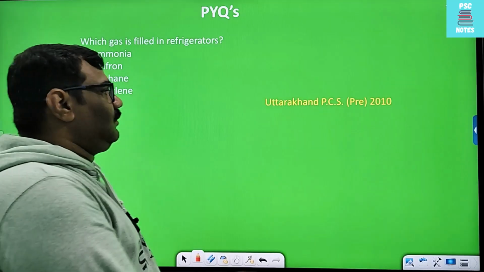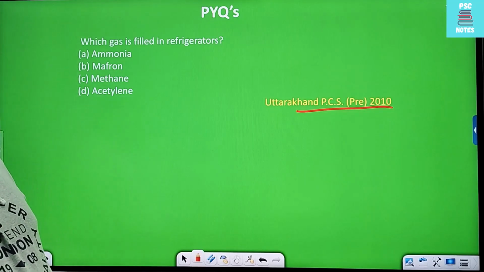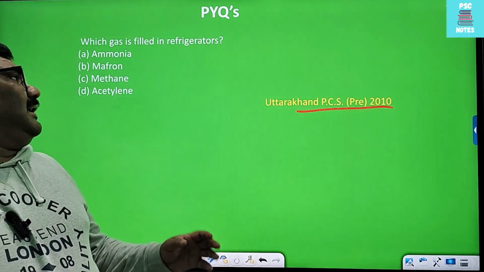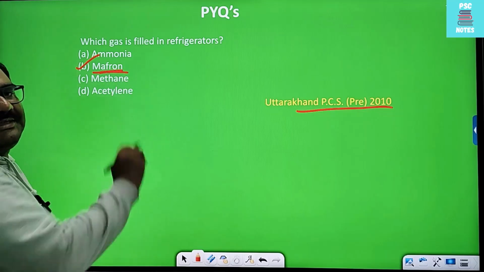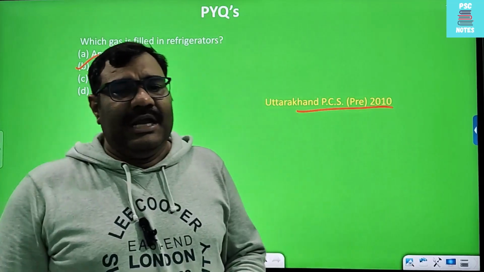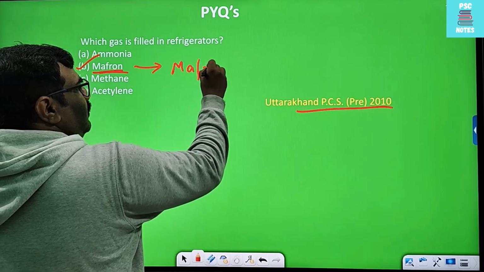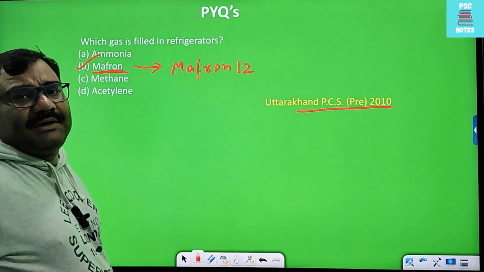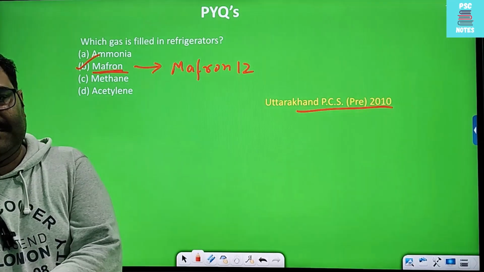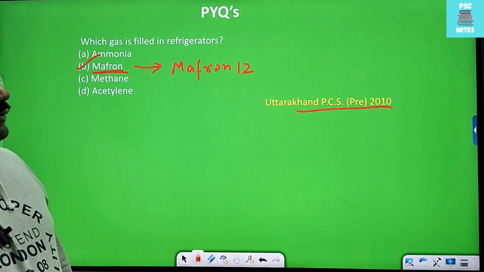It was asked in Uttarakhand PSC 2010. Which gas is filled in refrigerator? So the answer is Mefron. Mefron is basically a trade name for chlorofluorocarbons, ठीक है। Mefron 12, ठीक है। Mefron 12 was widely used in old refrigerators, ठीक है। Due to ozone depletion, there has been phasing out of Mefron.